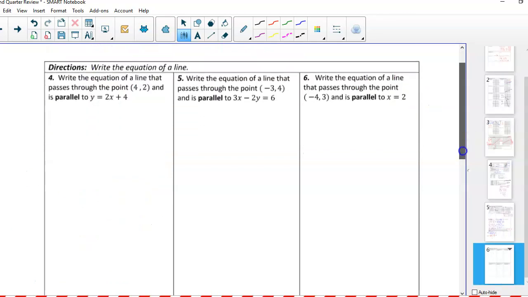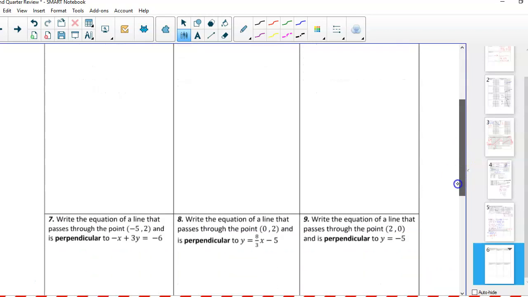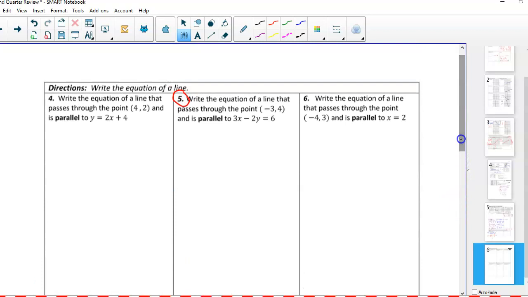All right. For sake of time, we're going to do the hardest of these two. If we have time, we'll do the others, but I'm not sure we will. For these, you have to write a new equation that is parallel or perpendicular to whatever is already there.